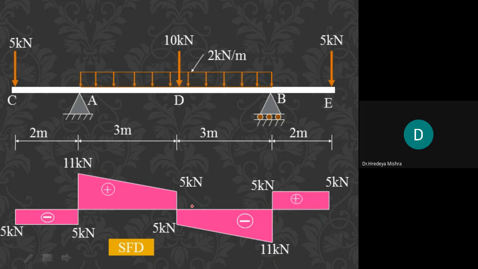So as we know, our problem is a symmetry problem. So here we can get the symmetry about here. So the same diagram we get from the left side and right side because this is a symmetry problem.